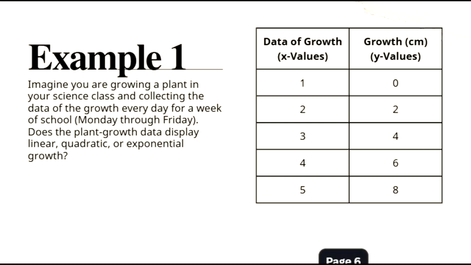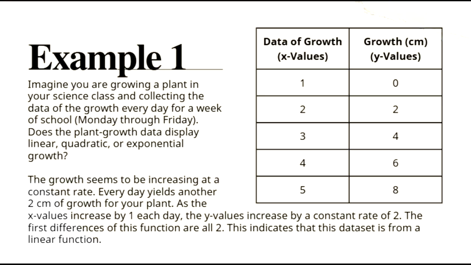We will be using GeoGebra later, but you can look at the table and use the table to determine which type of function you have. So if we look here, this is just going up by 1, 1, 2, 3, 4, 5, our x values are. If we look at our y values, they're increasing at a constant rate, 0, 2, 4, 6, 8. Okay? Every day yields another 2 centimeters of growth for your plant. As the x values increase by 1 each day, the y values increase by a constant rate of 2.